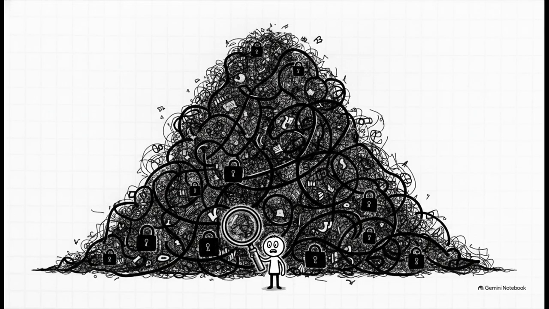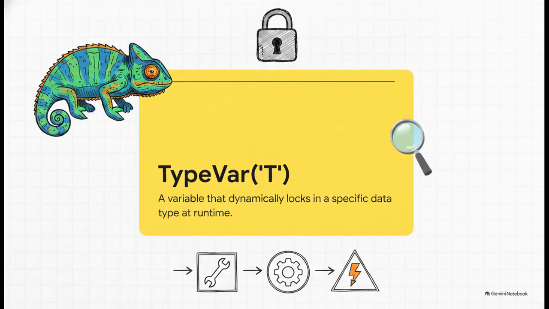Just picture this. Your teammate hands off a massive code base to you. You're sitting there trying to decipher 10,000 lines of complex logic, but the inputs and outputs are a total mystery because everything is just labeled any. You'd literally have to run the code and watch it break just to figure out what it does. It's a developer's worst nightmare. You'd be totally paralyzed. So what's the elegant fix here?